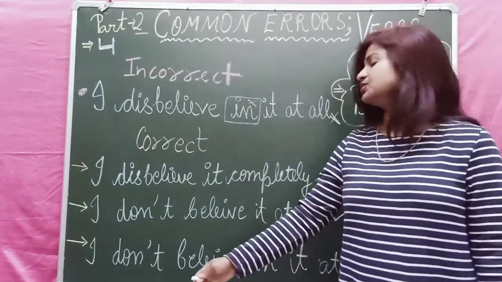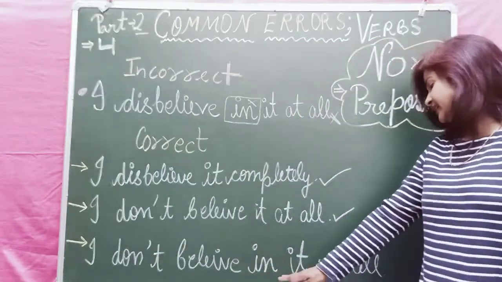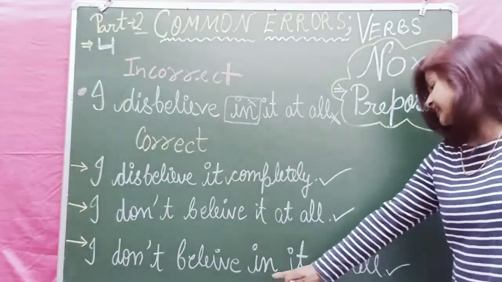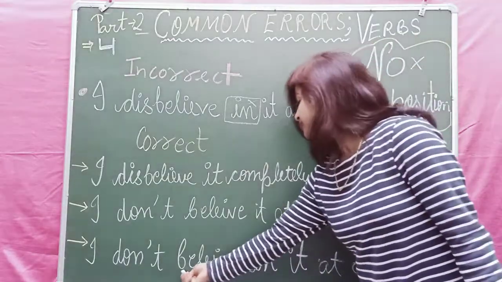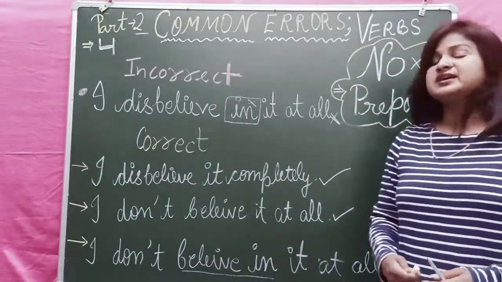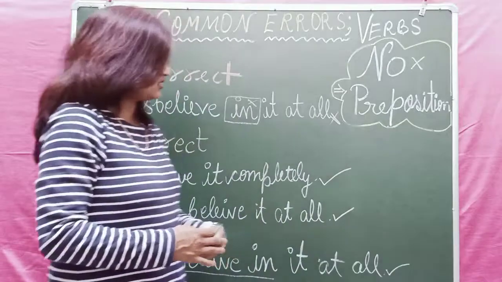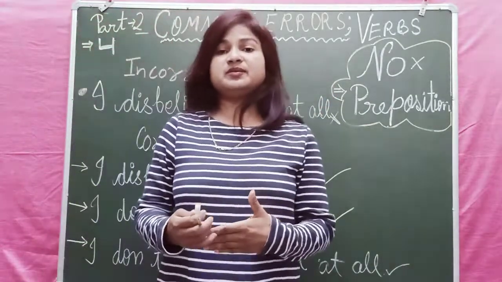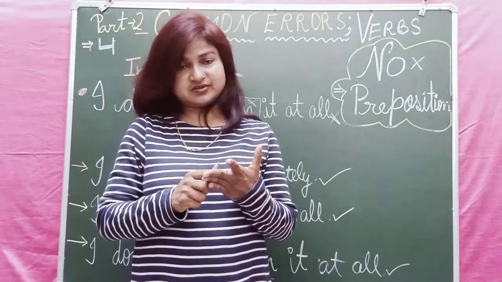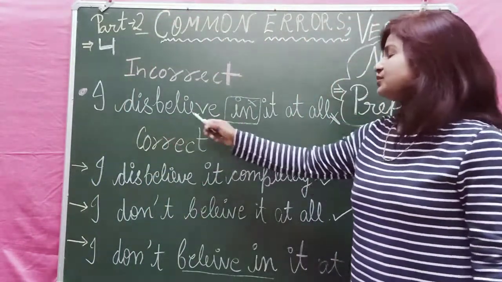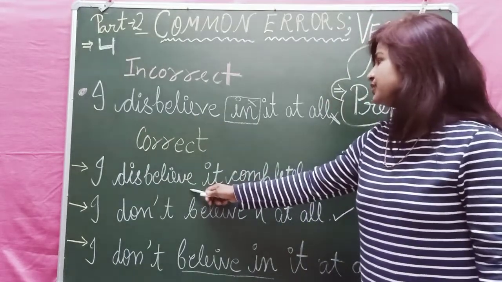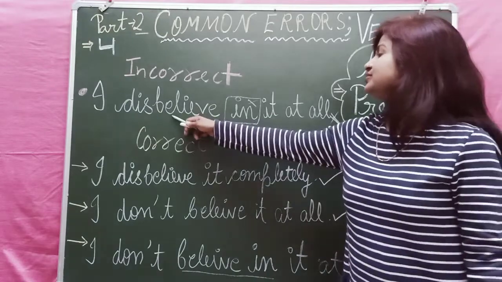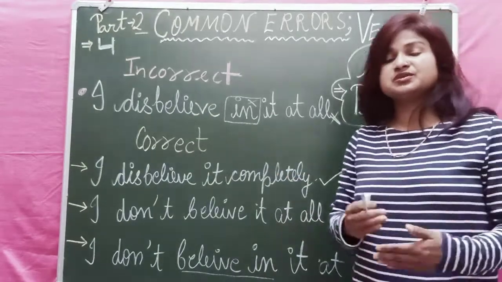Another way you could say: I don't believe in it at all. Let's repeat: I don't believe in it at all. Here it's believe in, which means have faith in. We have read verbs like enjoy, enter, greet with no preposition after them. Here too, disbelieve is a verb with no preposition after it. After disbelieve we could use an object.